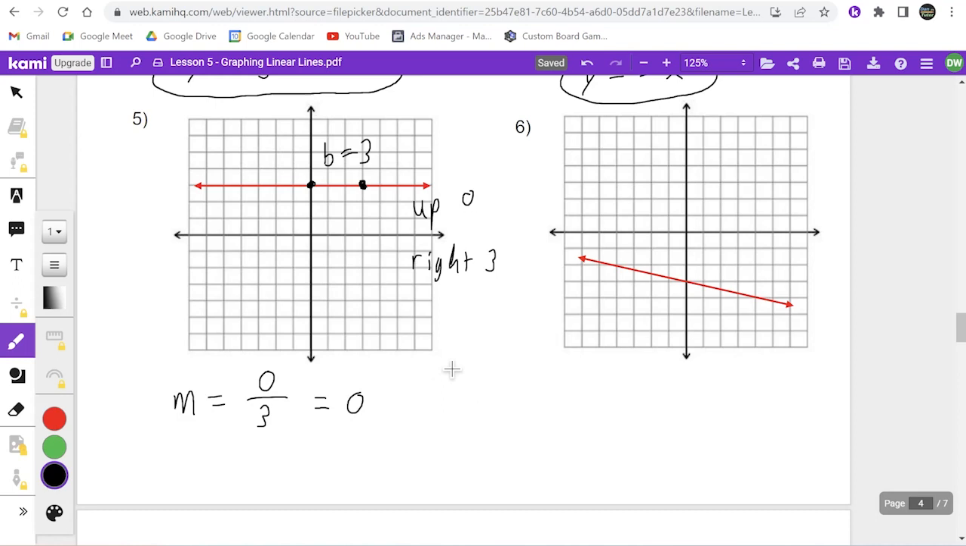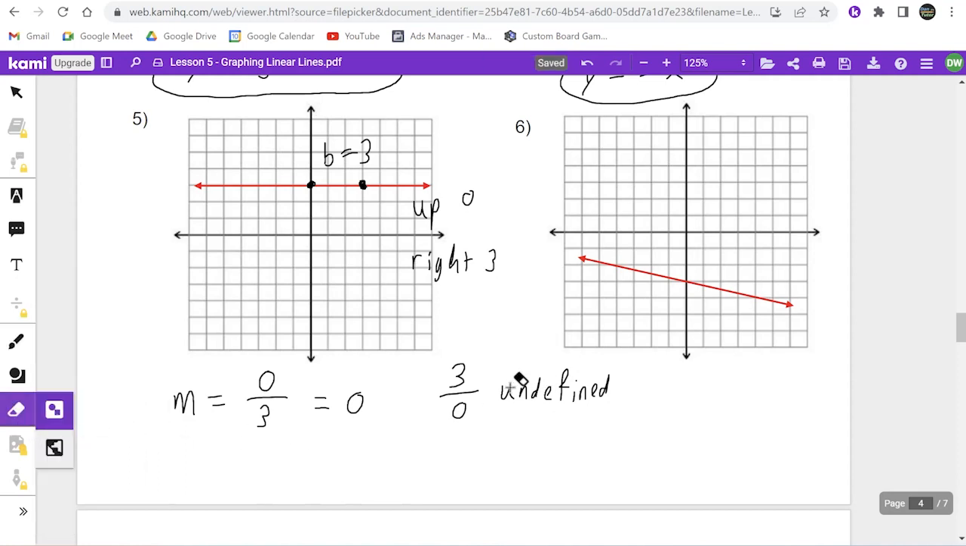Don't be confused with undefined. Undefined is when you have 3 over 0. That's undefined. And we're not talking about that right now. Although you will potentially see that in your Algebra 1 class, but not today.